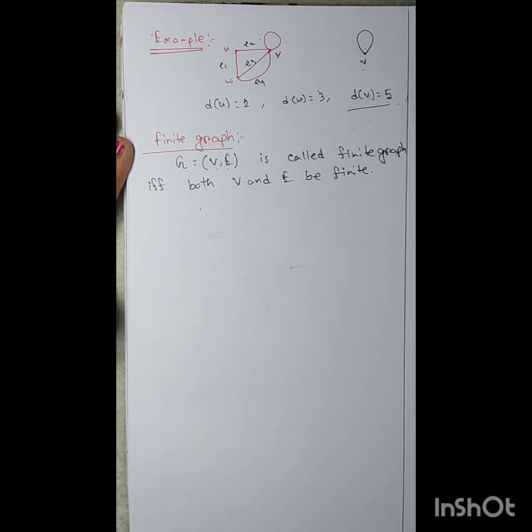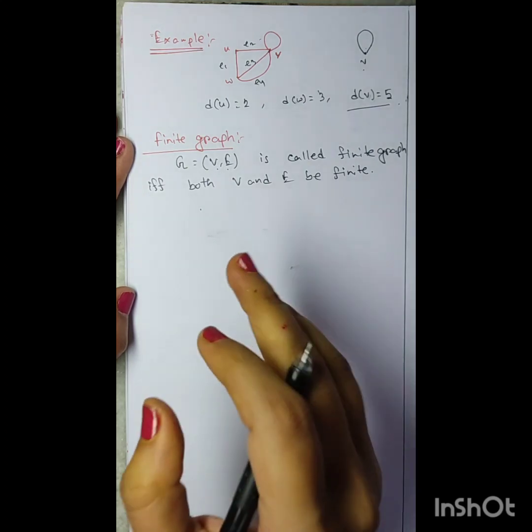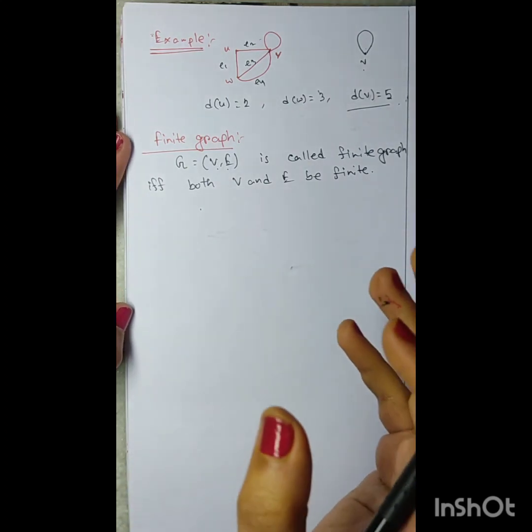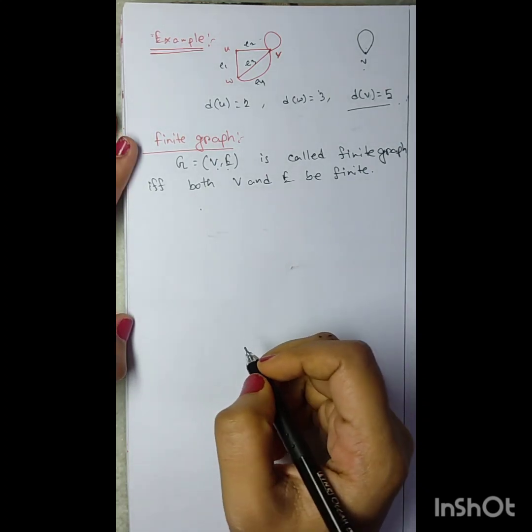Now in the next lecture we will consider the first theorem of graph theory, which is mainly related to the total degree of a graph, that is, the sum of the degrees of all the vertices. We will see that it is twice the number of edges. So this thing we will discuss in the next class.